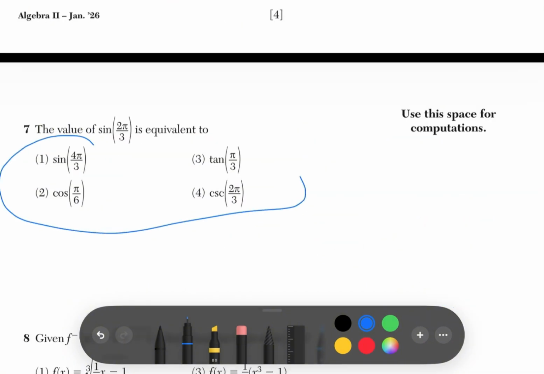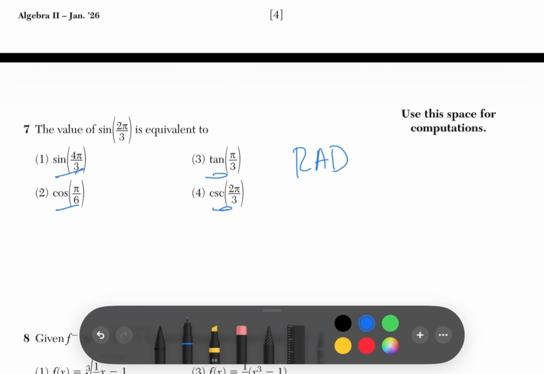7 is asking us which one of these is equivalent to sine 2 pi over 3. So for this problem, the easiest way to answer this question is to put your calculator in radians, and then you solve for each of these values in the calculator, just plug them in and see which one is going to be equal to this one right here. And your answer is just going to be 2.